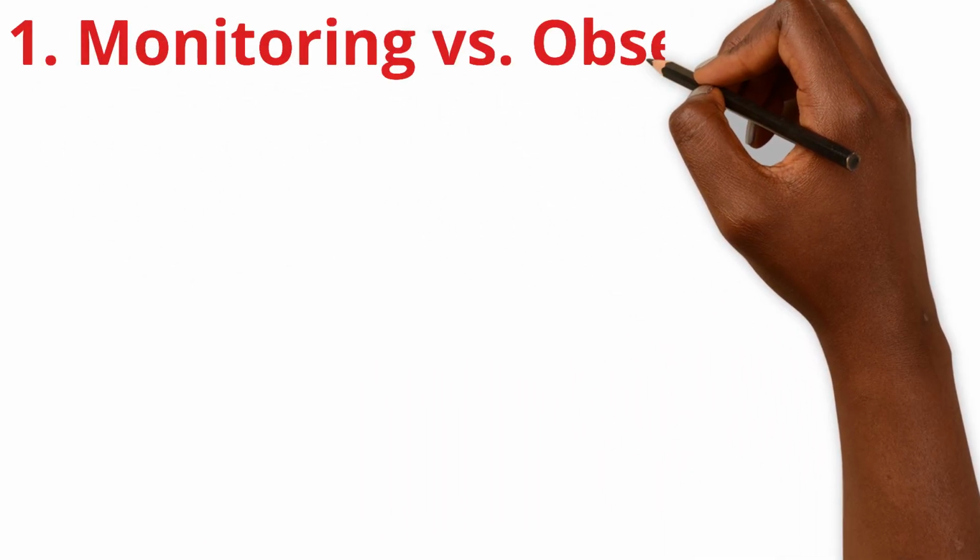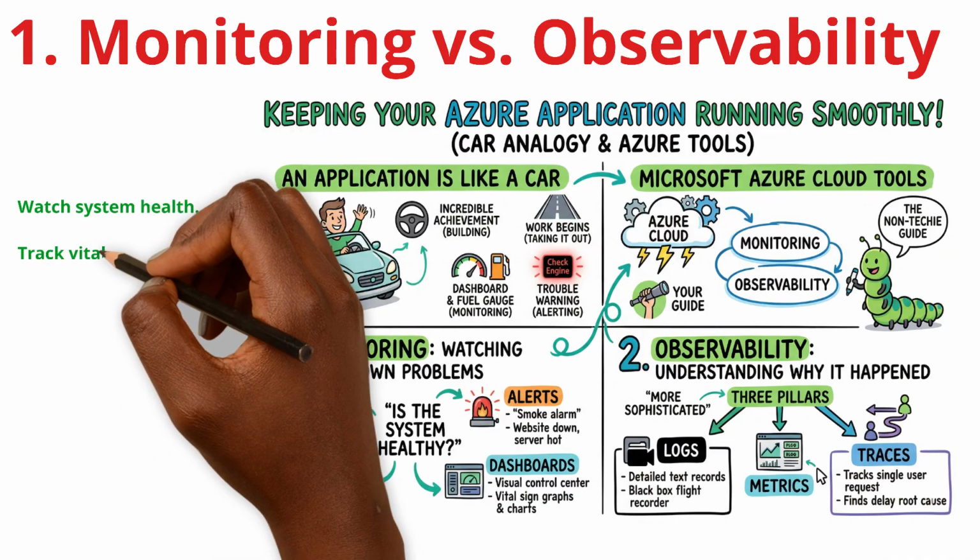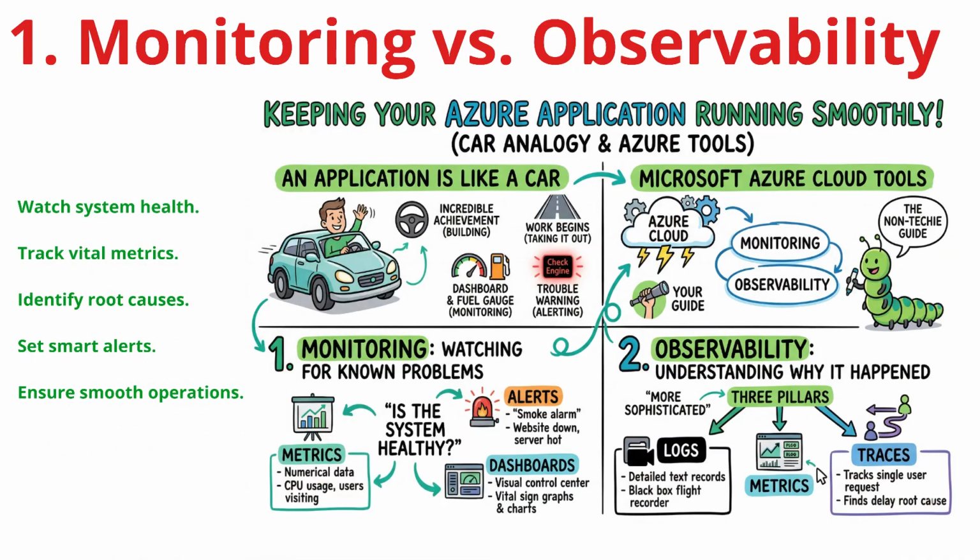Think of the application you just built as a brand new car. Engineering it was a massive achievement, but its true purpose begins the moment it hits the open road. To keep it running safely, you can't just fly blind. You need a dashboard to track your speed, a fuel gauge to warn you when you're low, and that critical check engine light for unexpected trouble. In the world of Microsoft Azure, we call this monitoring and observability.